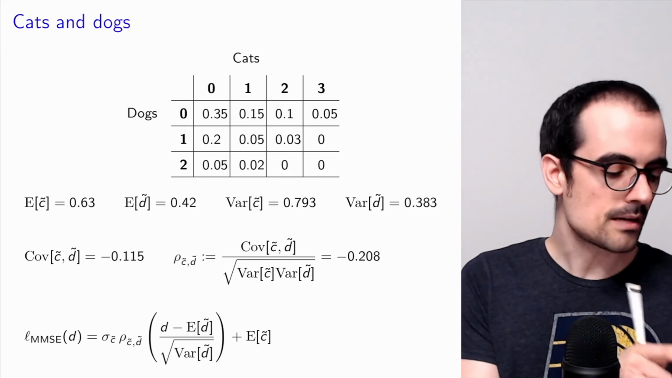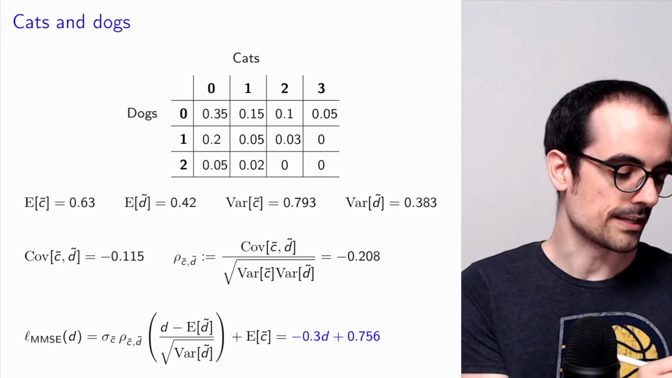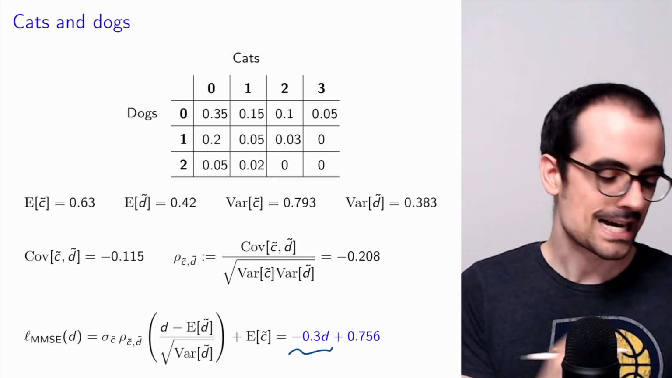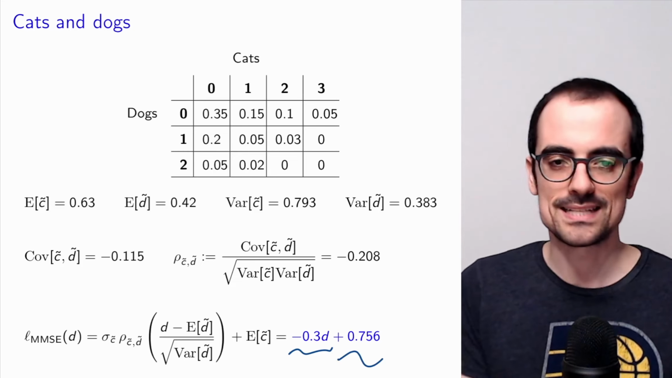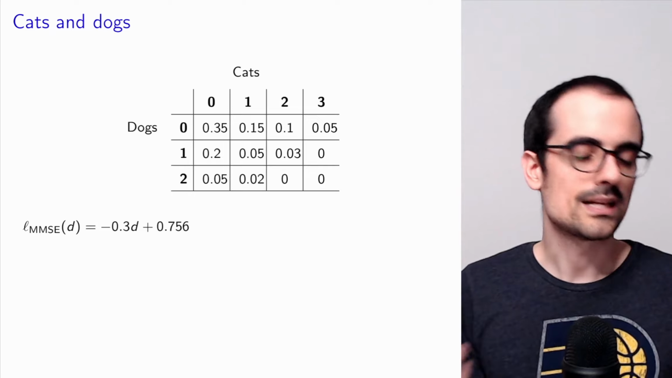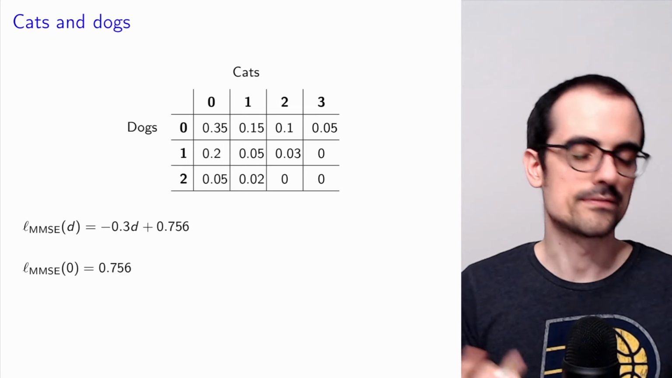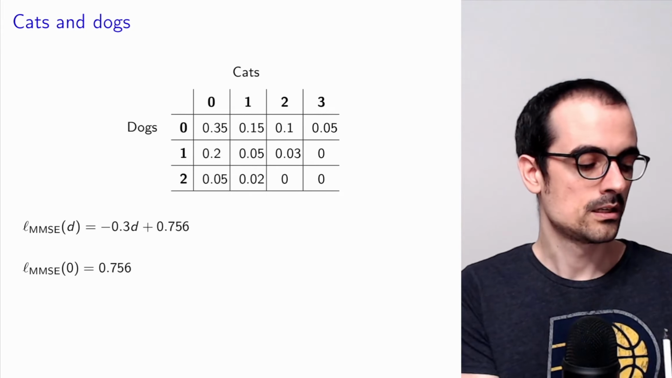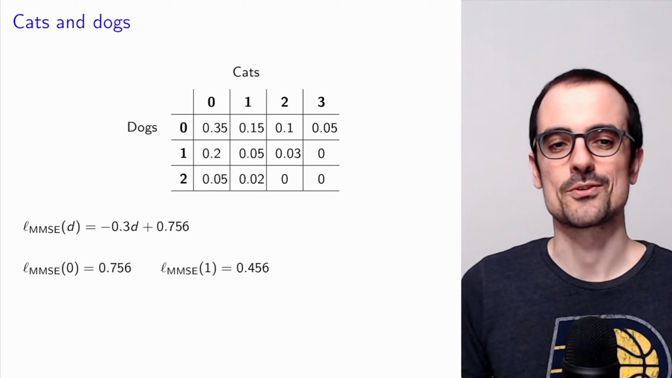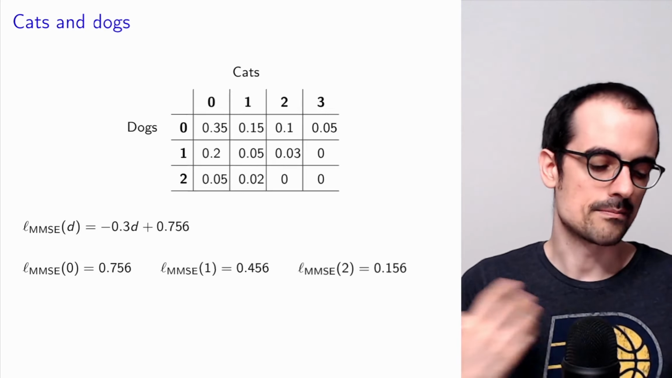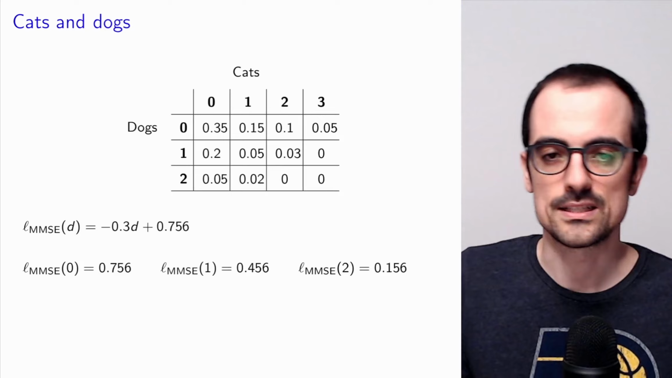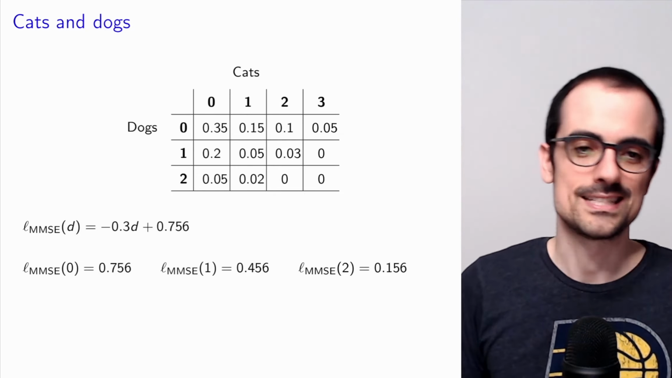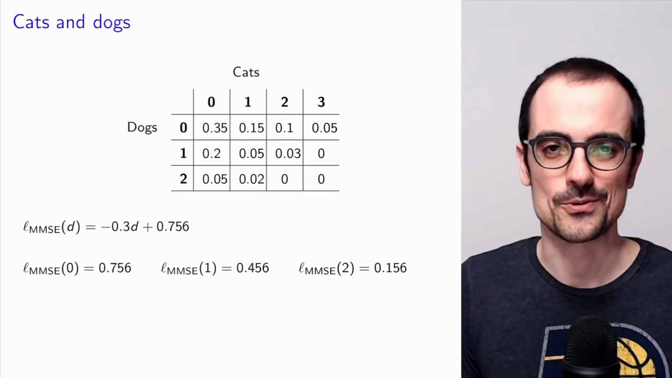When we plug in all of these numbers, we indeed get an affine estimate of the number of cats given the number of dogs. We need to multiply the number of dogs by minus 0.3 and add this constant. That is the best linear estimate. So if someone tells us that the number of dogs is equal to 0, then our estimate for the number of cats is 0.756. If the number of dogs is 1, our estimate is 0.456. If the number of dogs is 2, our estimate is 0.156. Because the two quantities are negatively correlated, we decrease our estimate as the number of dogs increases.